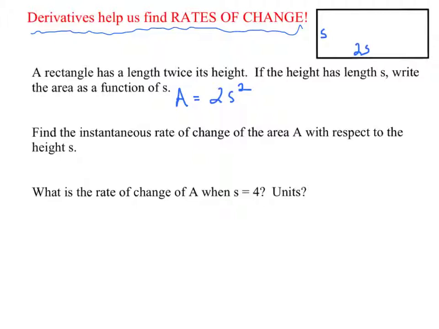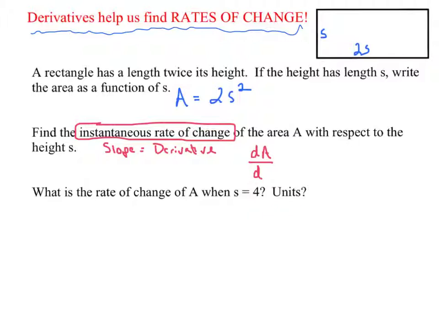Now, find the instantaneous rate of change. Well, this phrase right here, all that means is slope. And of course, we've talked about the fact that slope is just code for derivative. So all we're saying here is find the derivative of area with respect to height, S. So the derivative of area with respect to S, dA/dS.